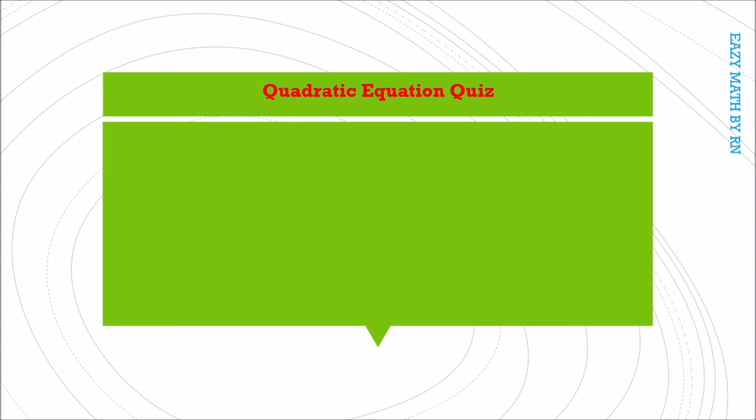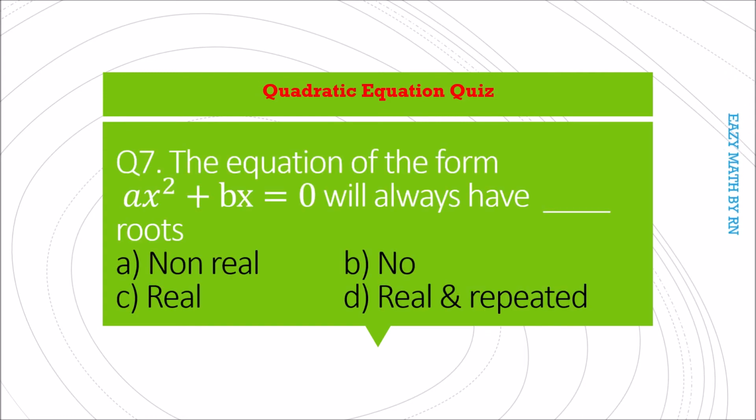Next question, the equation of the form ax square plus bx equals to 0 will always have dash roots: non-real, no roots, real roots or real and repeated. The correct answer is option C, real. Let's see how do we reach there.